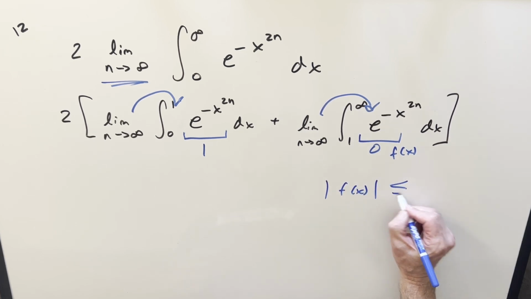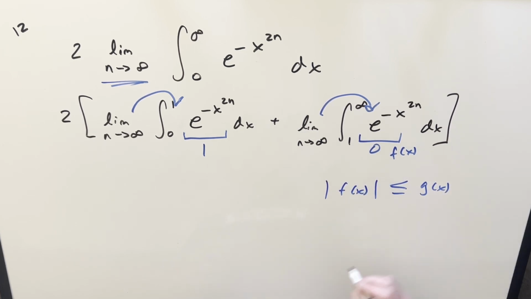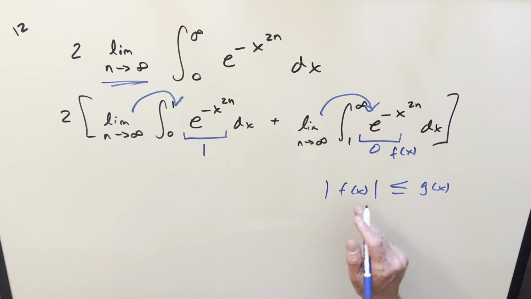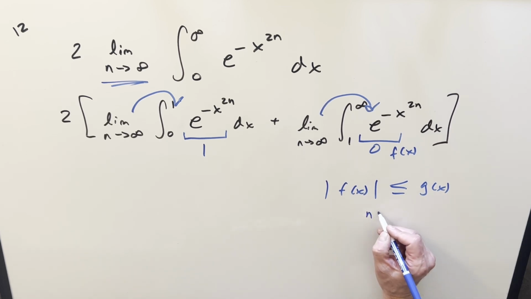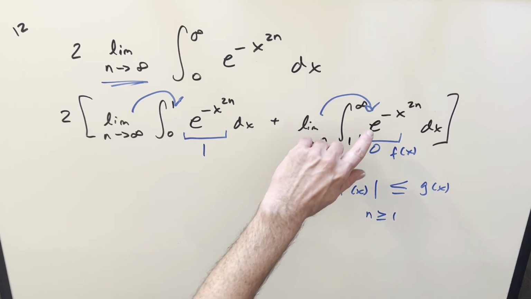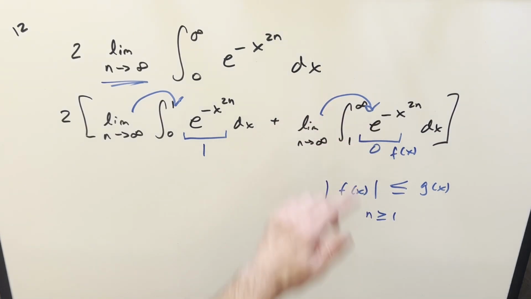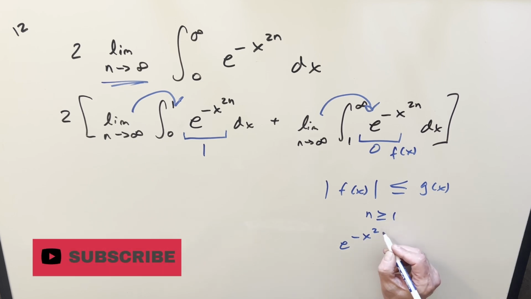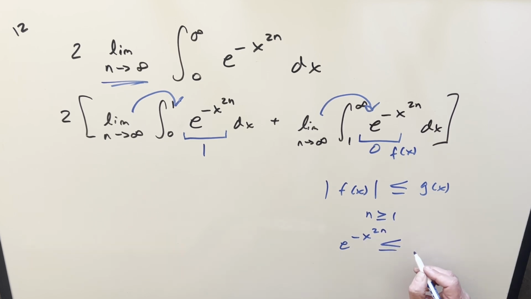to be less than or equal to g of x, where this is going to be some function that we already know we can integrate. And this has to hold true for all x and all n greater than or equal to 1. Well, I'm not going to worry too much about absolute value on the exponential because it's always going to be positive. But what I want to notice is that we can use e to the minus x to the 2n. I claim this is going to be less than or equal to just e to the minus x.